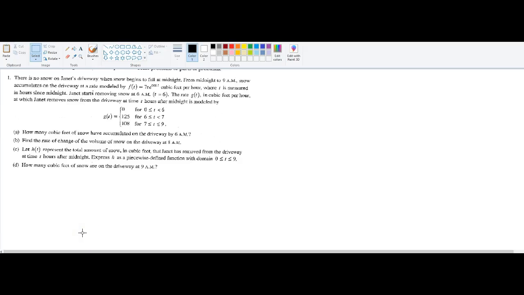Right, snowfall on a driveway. Janet, snow begins to fall at midnight. From midnight to 9 a.m., the snow accumulates in the driveway at a rate that can be modeled at 7t e to the cosine t cubic feet per hour, where t is measured in hours since midnight.